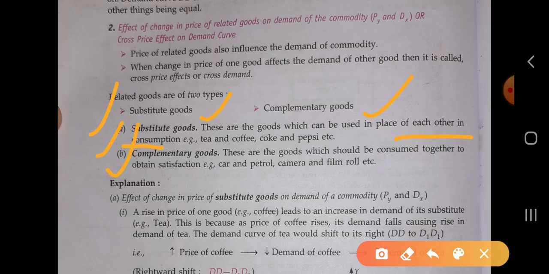And complementary goods are those goods which should be consumed together to obtain satisfaction. Complementary goods means if we want to satisfy our want, we have to use the commodities together. We cannot replace one of them, or isolate or leave out any good. Whenever we have to satisfy our want, we have to use both goods together. But in the case of substitute goods, one good is replaced with another good. These are all the price of related goods.